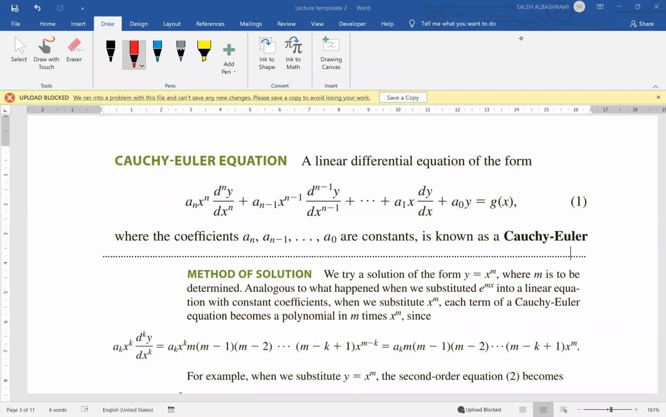Welcome to the second part of this topic, which is speaking about the Cauchy-Euler equation. As we defined, this equation is of the form a sub n x to power n times the nth derivative of y, plus a sub n minus 1 x to power n minus 1 times the (n minus 1)th derivative, and like that. What is special about the Euler equation is that the power of x is equal to the order of the derivative. The degree and the order of the derivative are matching. And all the coefficients a sub n minus 1 up to a sub 0 are constants.